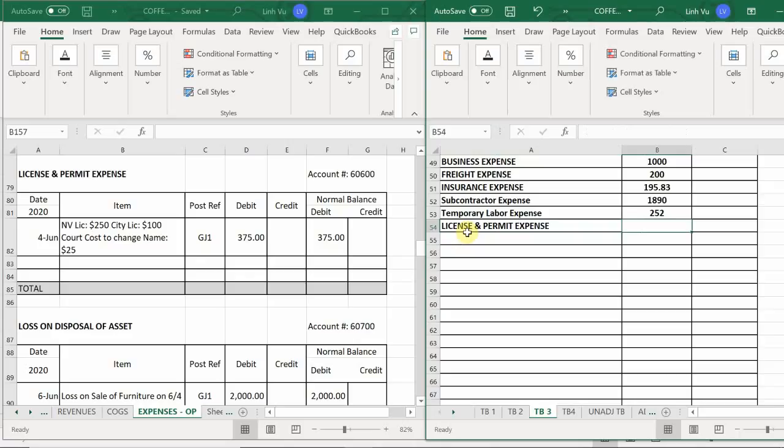For a total of $375. Okay. We even have a loss on disposal of asset, right? This is all the transactions that we had in the last trial balance, right? So in this case, we have a loss on disposal of asset, okay? For how much? $2,000. Okay.